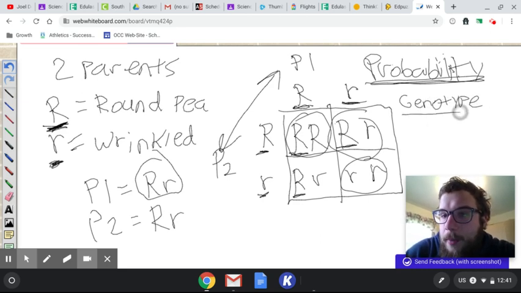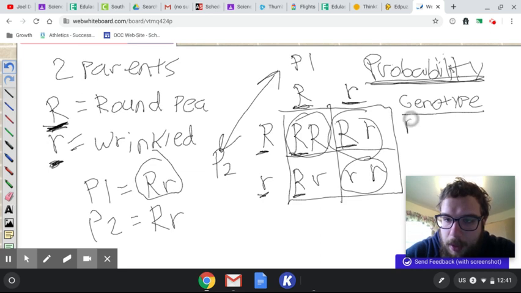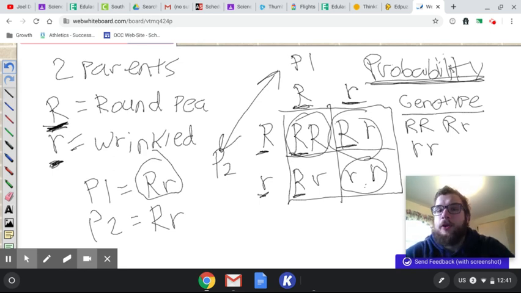So my genotype options: look at how many different combinations there are inside that Punnett square. I've got big R, big R. I can get big R, little r, or I could get, down here, little r, little r. If these two parents were to breed, their offspring could potentially be any of these three things. Basically, these are your options for offspring genotypes. What would they possibly be?